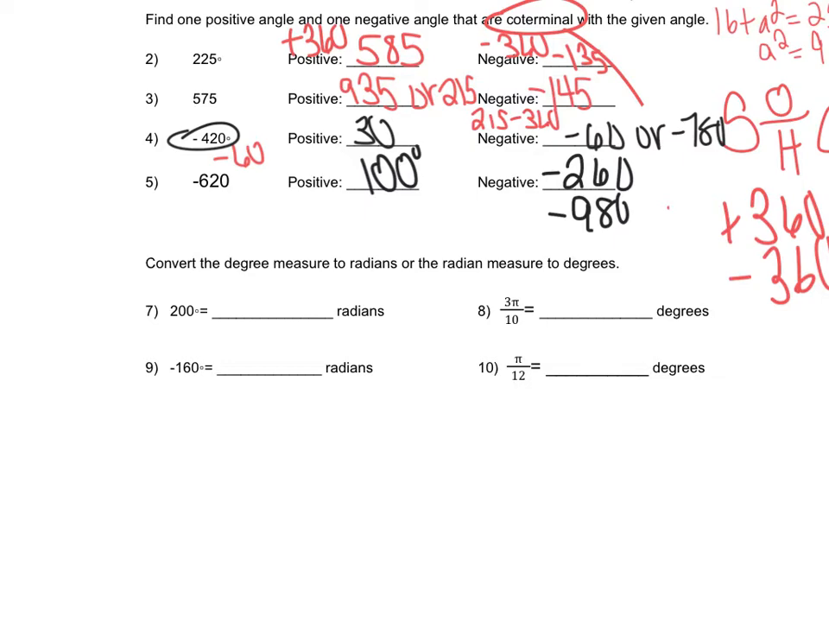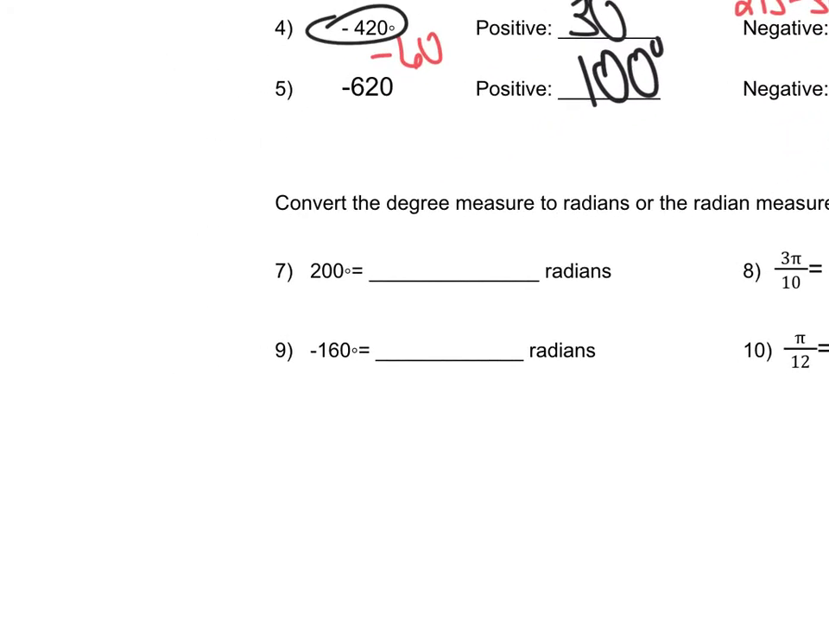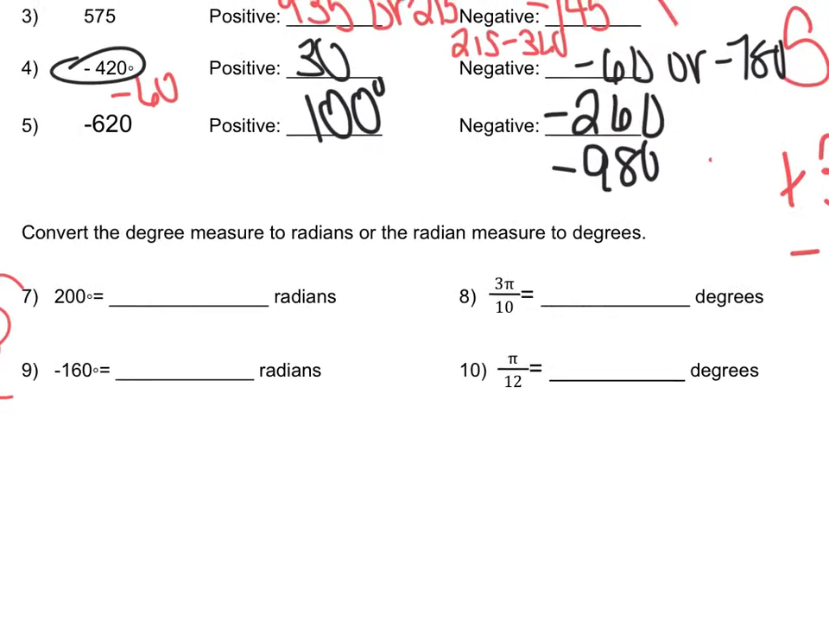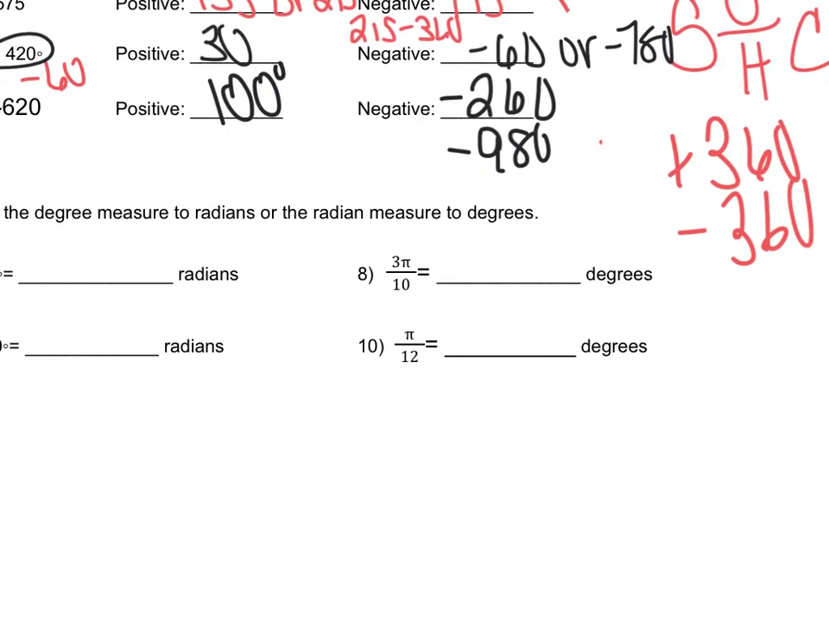Okay, moving on to our next section. If we go degrees to radians, so this part over here on this side, we are going to multiply by pi over 180. If we are going radians to degrees over here, we are going to multiply by 180 over pi.